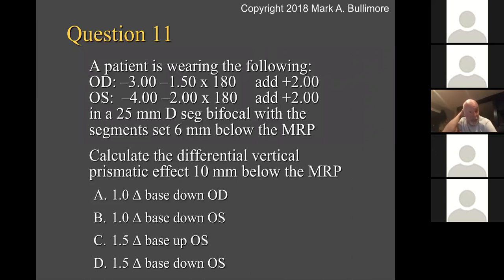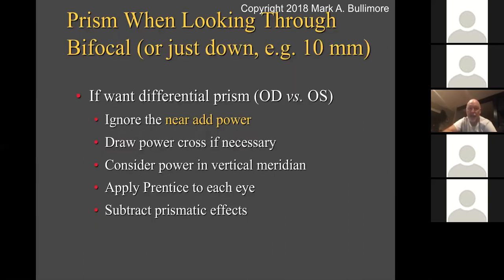So we've been asked to calculate the prismatic effect 10mm below the MRP. Okay, so you've got to draw a diagram here just to figure out what's going on. So for prismatic effect differential between the two lenses, the add is constant and the segment, unless we've done something fancy, is constant. So you ignore the add power here. So for bifocal jump, you ignore the distance power. For figuring out differential prism, you ignore the add power.